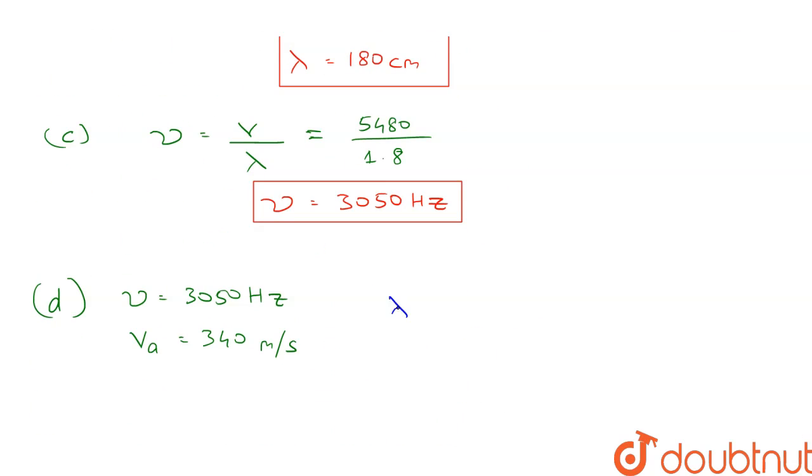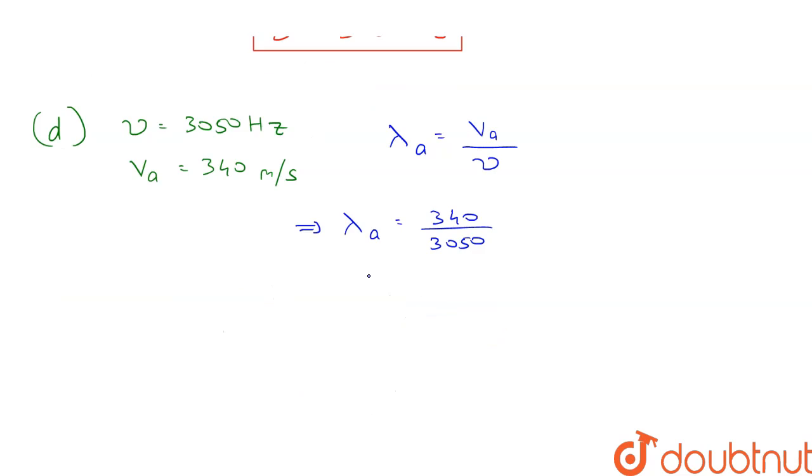Now wavelength lambda in air will be equal to speed of sound in air divided by the frequency. This implies lambda A is equal to 340 divided by 3050. This will be equal to 0.1115 meters, or we can write it as 11.15 centimeter.